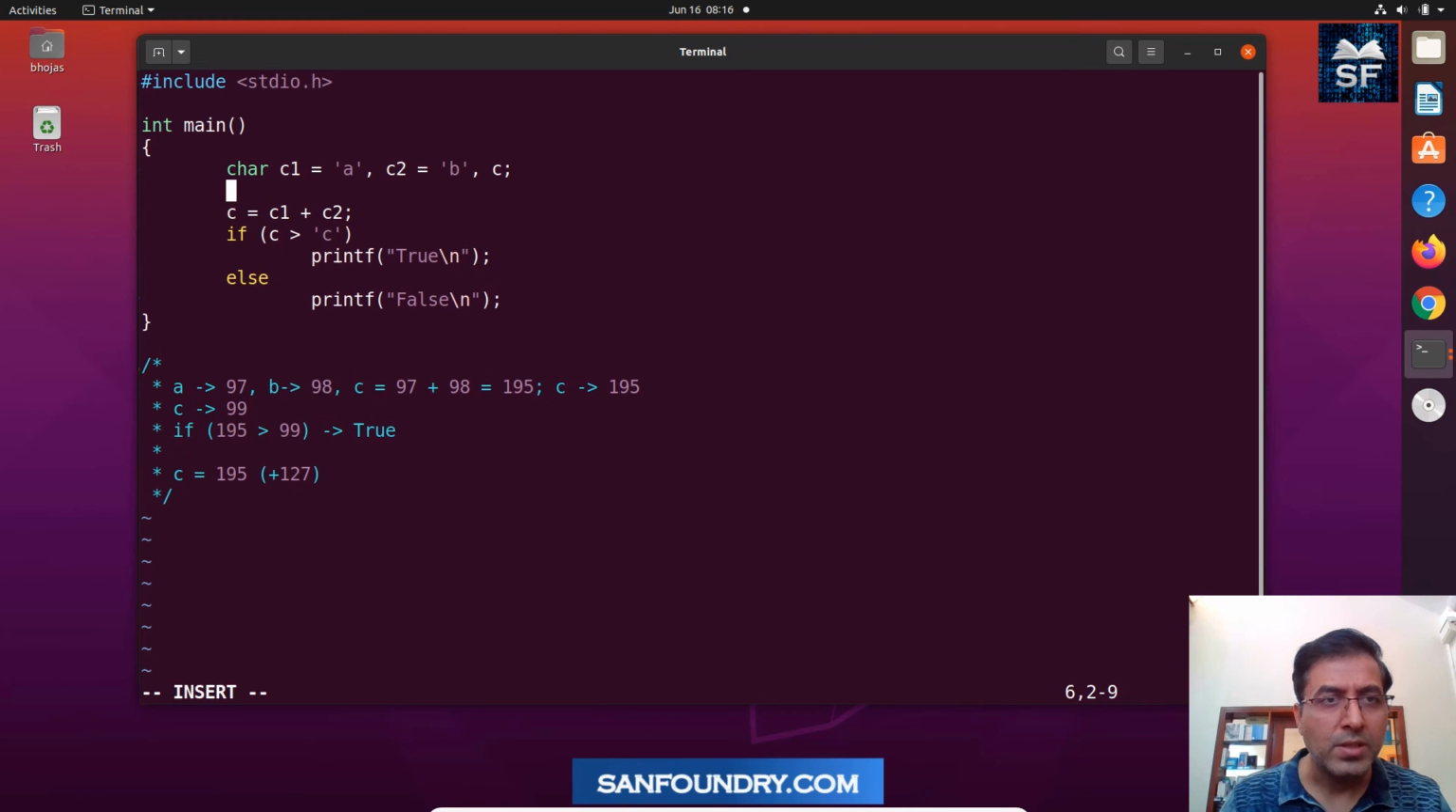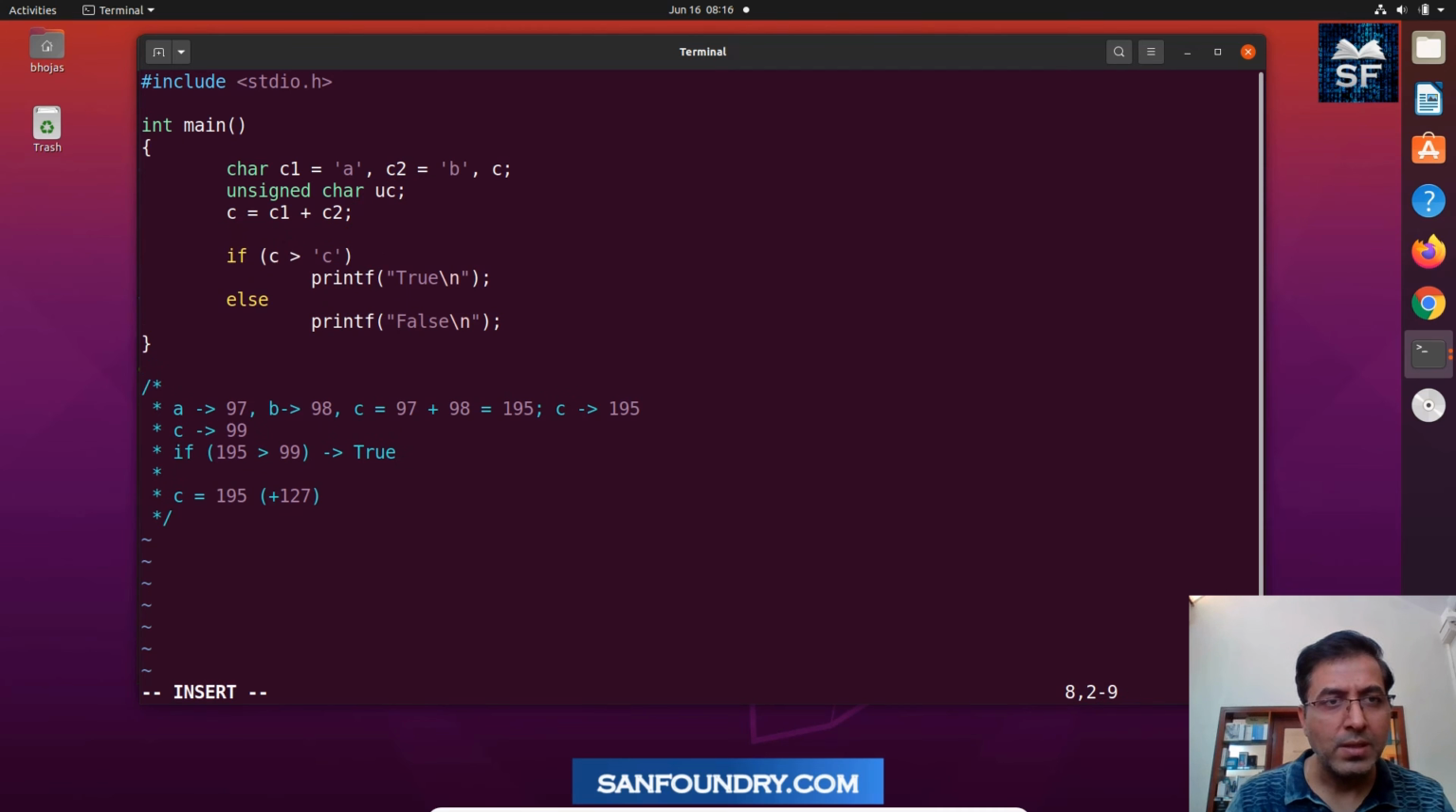Let's try to change it to prove our concept. So I'll create one more thing called unsigned character. We call it UC. Now I am doing the same thing. I will say unsigned character UC is the same as C1 plus C2. So we are storing this result in an unsigned character now. So I repeat, this was signed. We saw the value. Now we'll change it to UC.